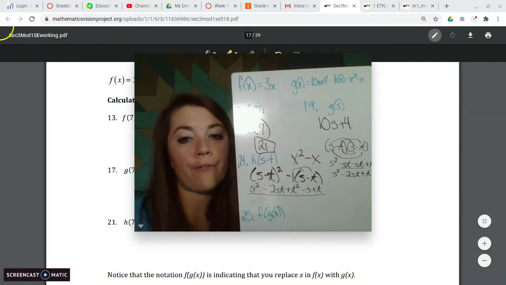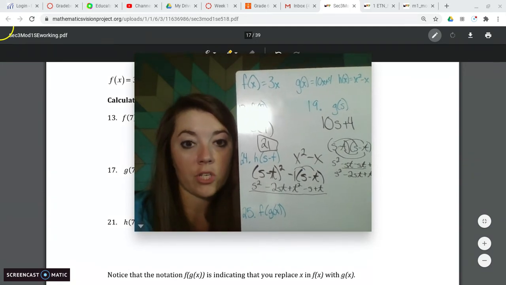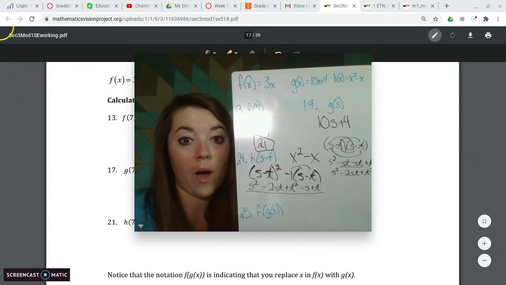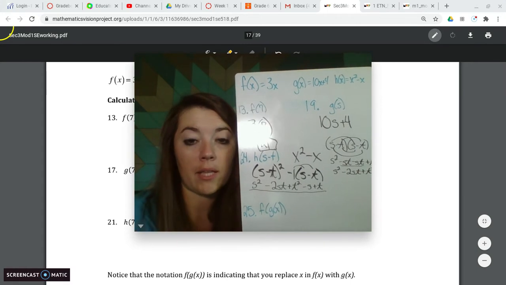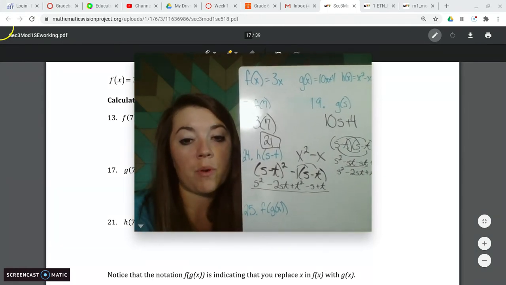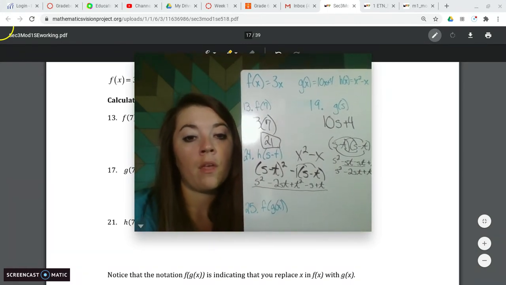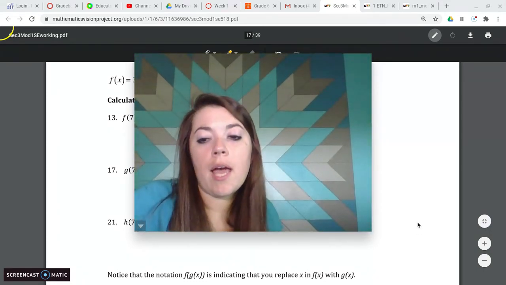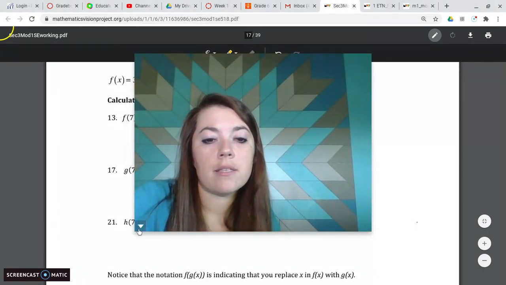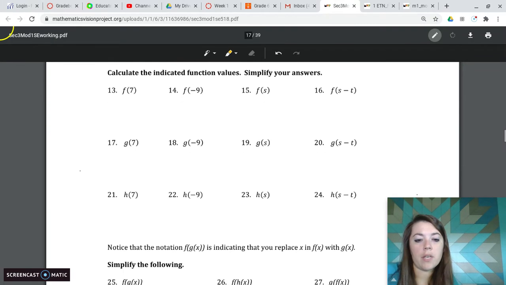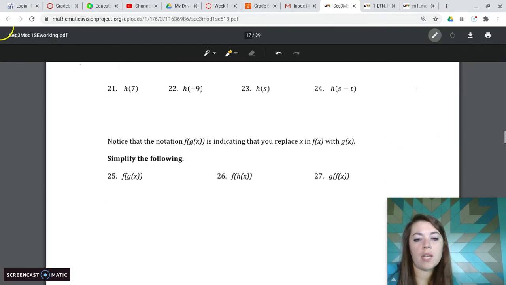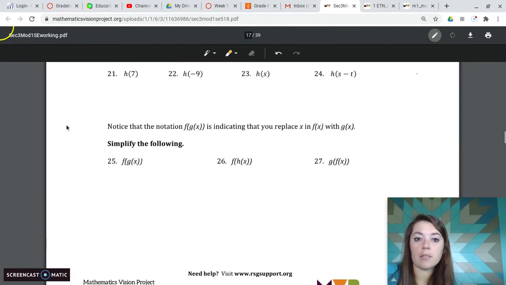So be really careful on the h of x functions. They're quadratic, so it's going to be a little more complicated. So be really careful with those, okay? All right. The next thing we're looking at is similar but a little different. Notice that the notation f of g of x indicates that you replace x in f of x with the function g of x.